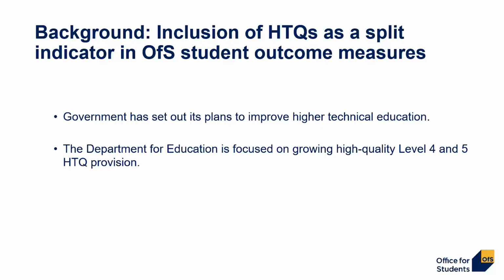It has asked the OFS to provide additional funding for these courses through the public grant funding that supports strategic priorities. We have allocated 16 million of funding in the 2023 to 2024 financial year to providers with eligible learners on Level 4 and 5 qualifications. Priority is given to supporting courses leading to HTQs.